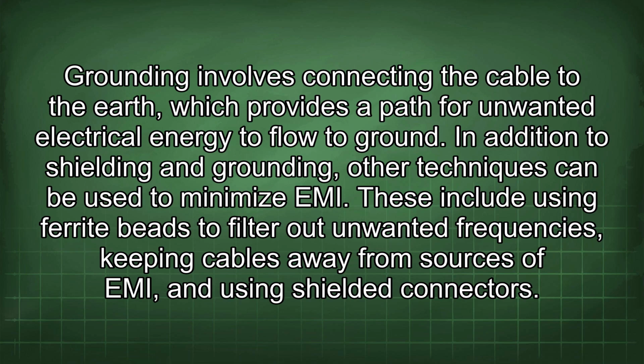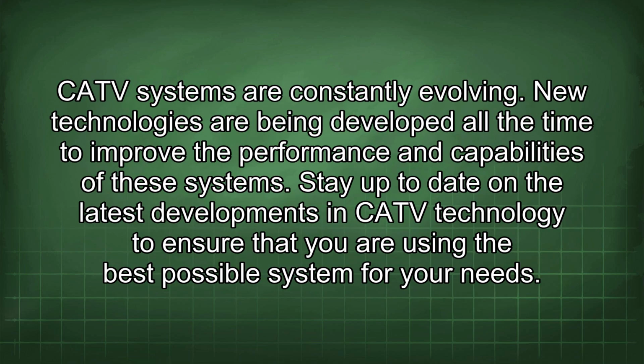In addition to shielding and grounding, other techniques can be used to minimize EMI. These include using ferrite beads to filter out unwanted frequencies, keeping cables away from sources of EMI, and using shielded connectors. CATV systems are constantly evolving.